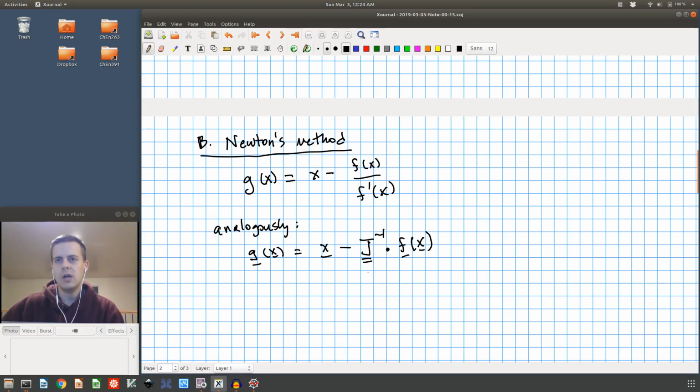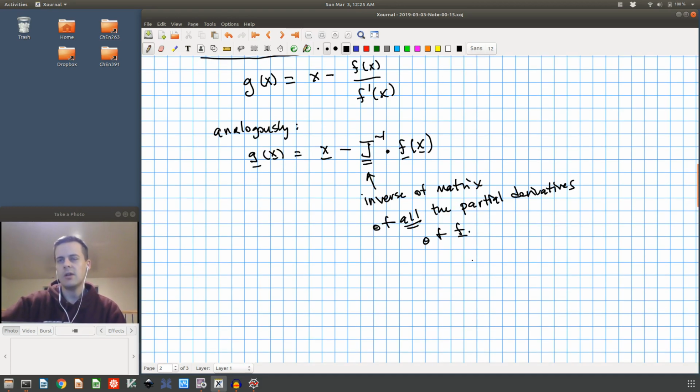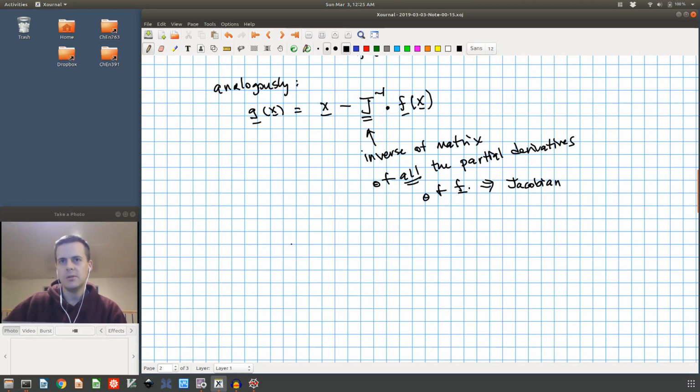Alright, so J, what's J? J is, so this is the inverse of J. So this is the inverse of the matrix of all of the derivatives, all of the partial derivatives of f. Okay, and that object is called a Jacobian. Alright, so let me write out the matrix down here.